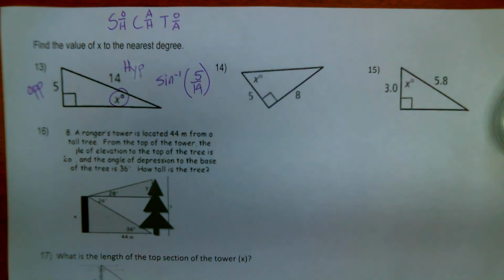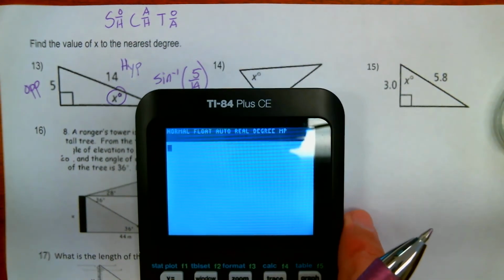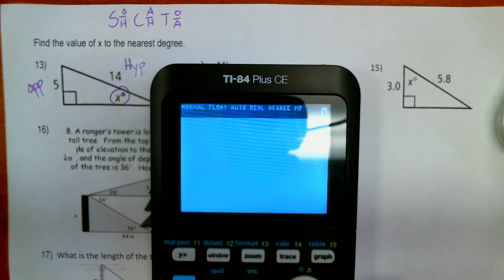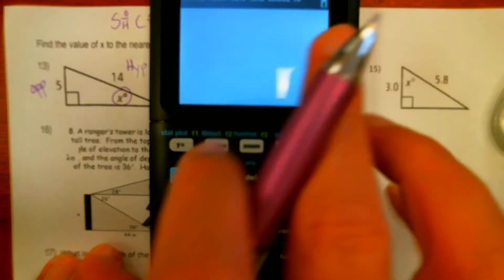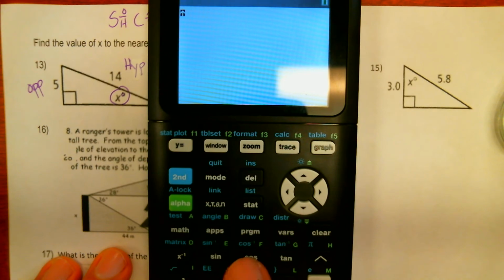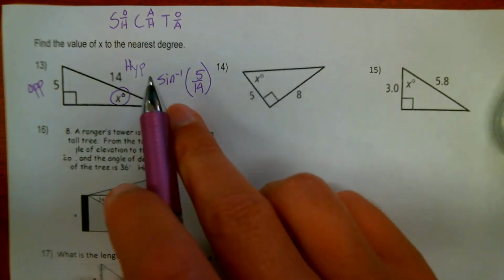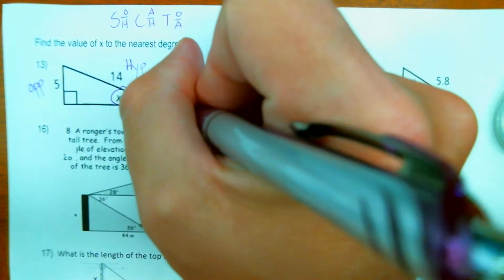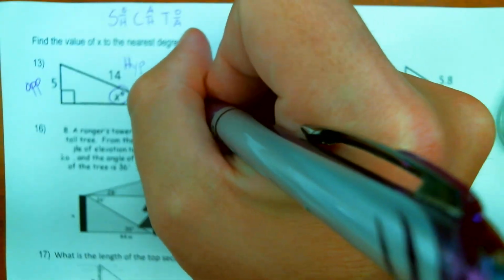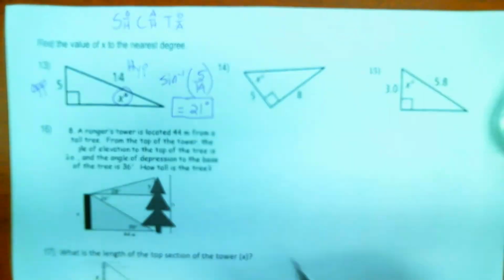On my calculator, I'm using the inverse to find an angle. The law of sines, cosines, and trigonometry always use inverse to find an angle. So I'm going to press second, and then I'm going to press sine. There's my inverse sine with a little -1. And then I'm going to do opposite over hypotenuse, 5 over 14. Press enter, and I get 20.9. It tells us to round to the nearest degree, so I will round that up to 21 degrees.